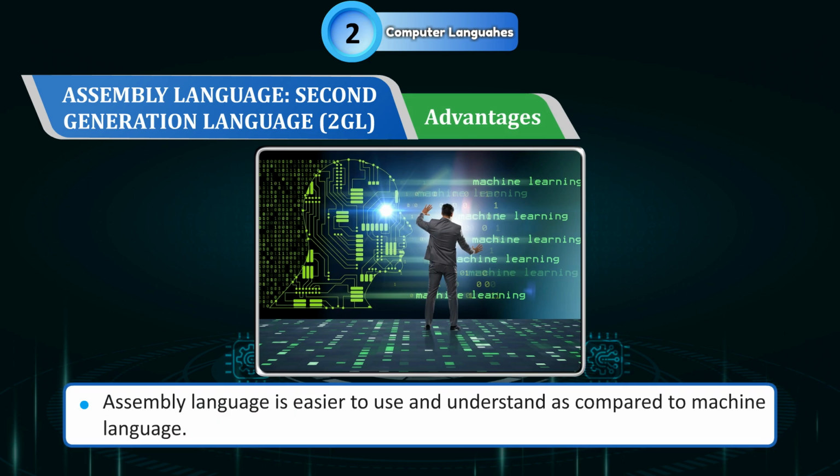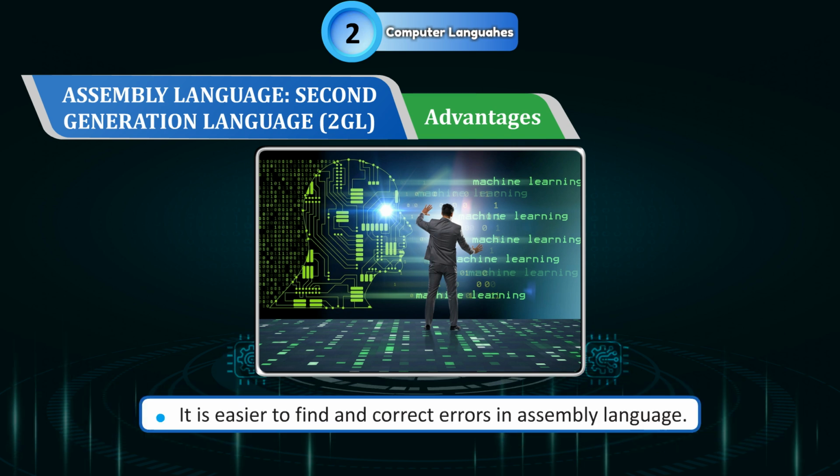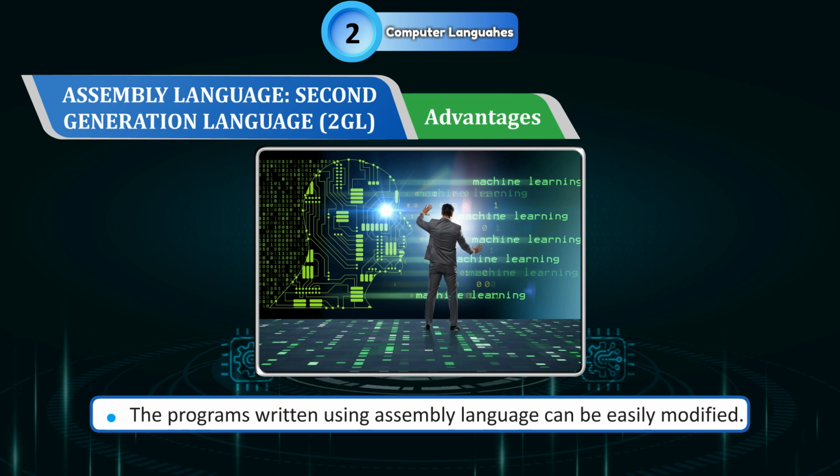Advantages. Assembly language is easier to use and understand as compared to machine language. It is easier to find and correct errors in assembly language. The programs written using assembly language can be easily modified.